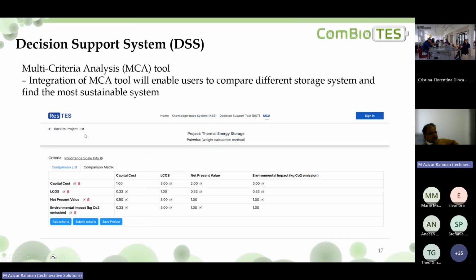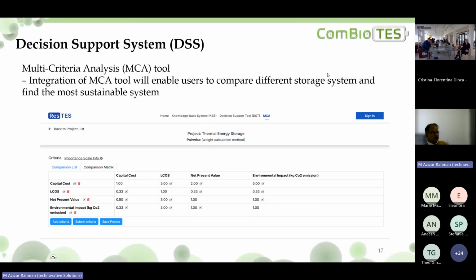Yes, and then this is another one that we do, the multi-criteria analysis. Basically, we have developed this one and integrated it in the DSS. This multi-criteria analysis is used for ranking different solutions. It could be different TES, thermal energy storage systems, with different properties, different economic values, and sizes.